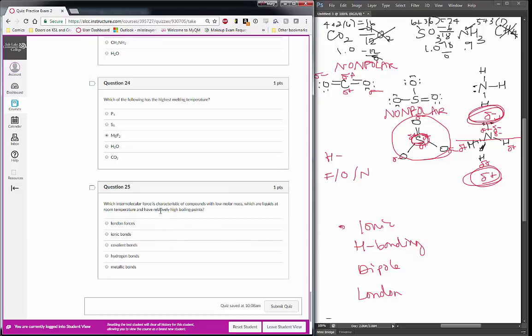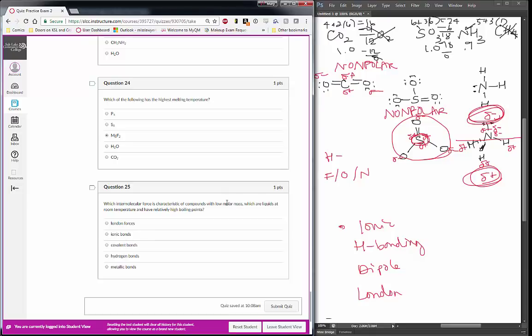And finally, which intermolecular force is characteristic of compounds with a low molar mass, which are liquids at room temperature and have relatively high boiling points? Since something like boiling point is going to scale with molar mass, then to have a high boiling point with a low molar mass means you're going to have relatively strong intermolecular forces.